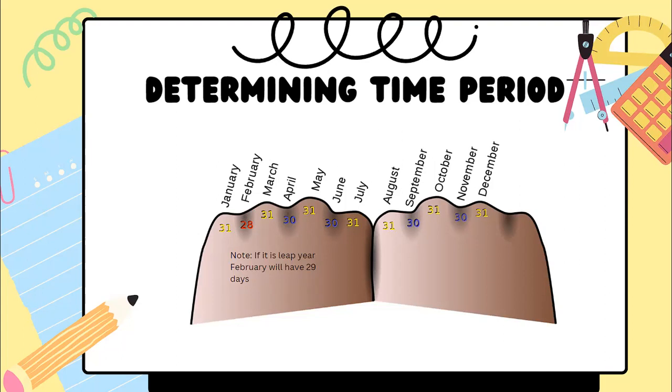Okay? Again, kapag nasa knuckle bone, 31 days. Kapag nasa spaces between the knuckle bones, those are the months that have 30 days. Okay? So, kakailanganin natin to sa pag-determine ng time period.